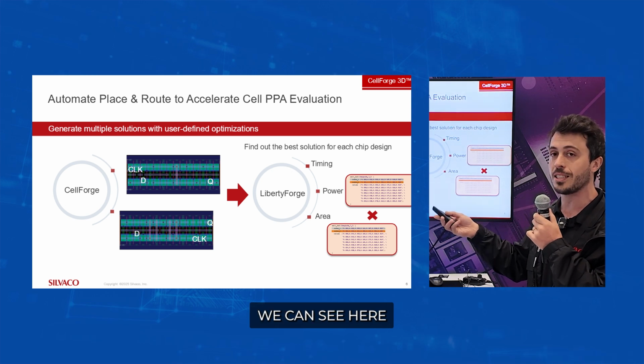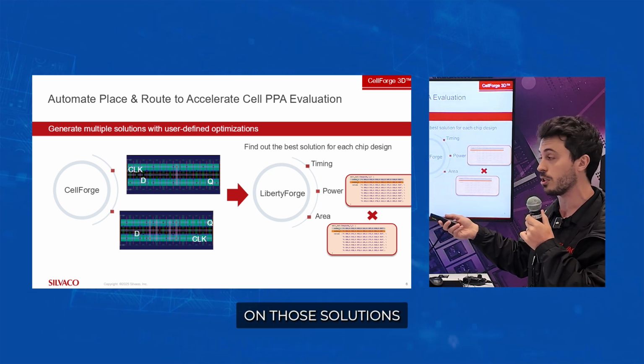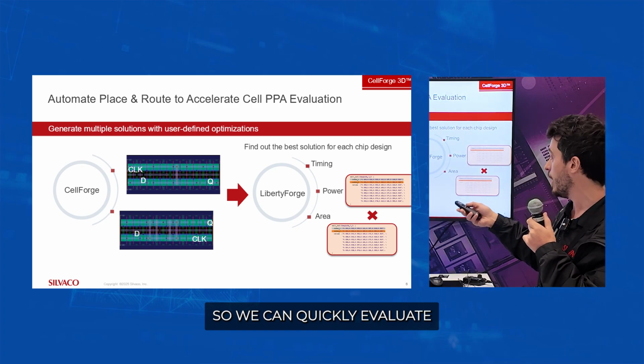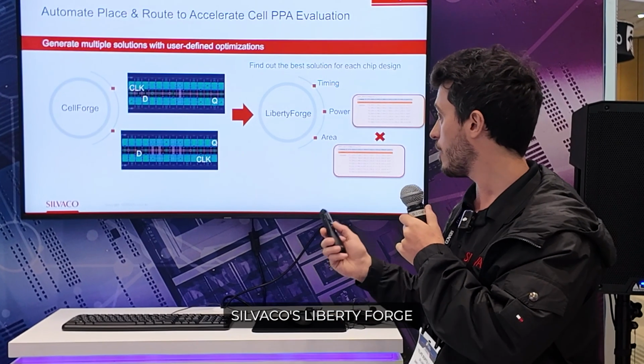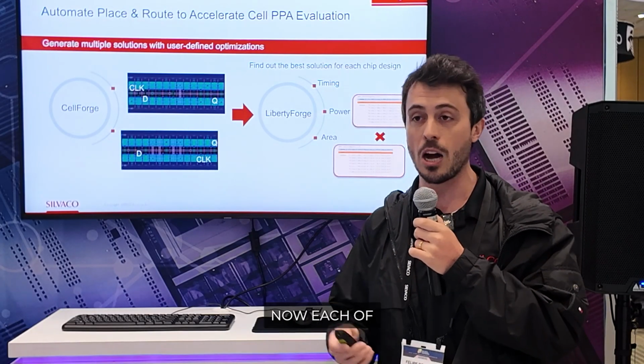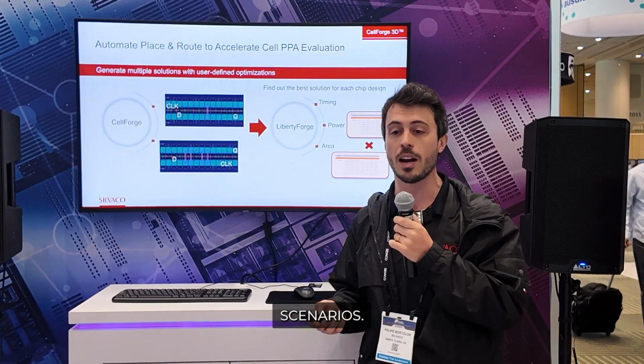For example, we can see here pins and transistors have been placed differently on those solutions, and we can quickly evaluate their timing through a characterization tool. For example, here, Silvaco's Liberty Forge. Now each of their solutions might be equal or better for different scenarios.